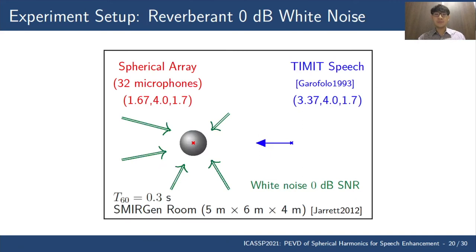The following experiment setup is used. We simulate the room impulse responses using the SMIR-Gen 2. The speech source signals are obtained from TIMIT, and the source and microphone arrays are placed along the x-axis. And in this scenario, there's 0 dB white noise.